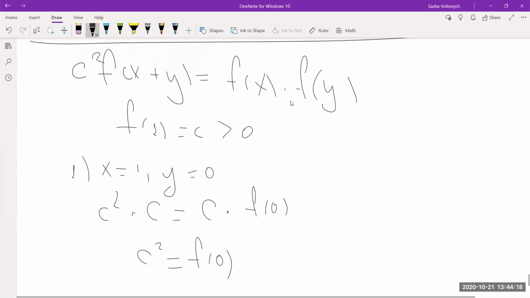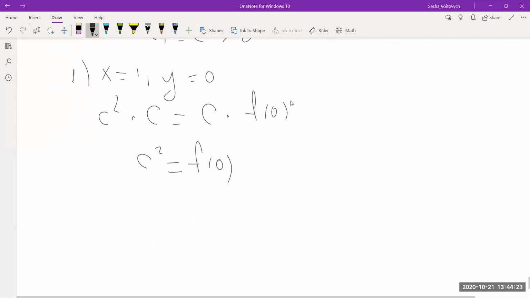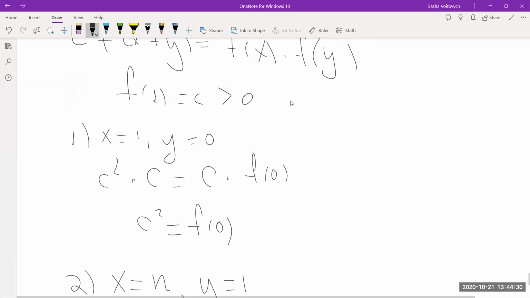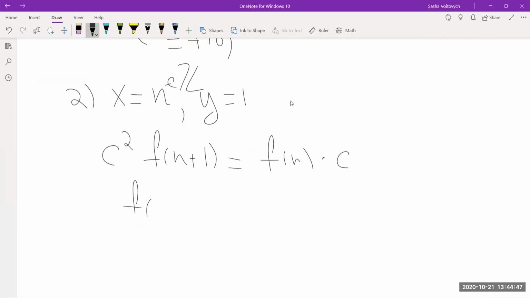So now let's try to figure out values at all integer points. Let's plug in x equals n, y equals 1. What does it give us? Where n is an integer, it gives us c squared f(n+1) is equal to f(n) times c, which is equivalent to f(n+1) is equal to f(n) over c.